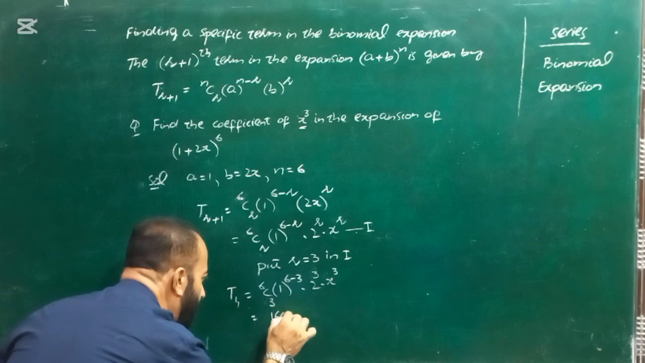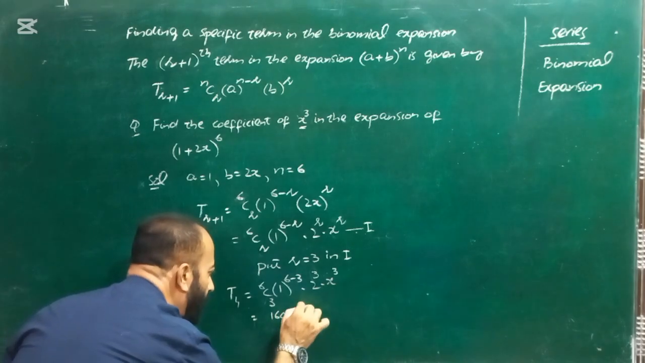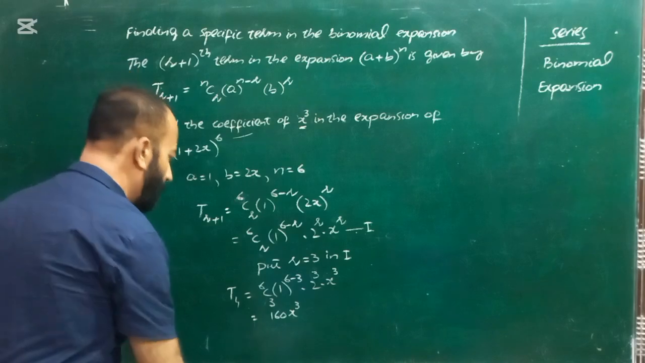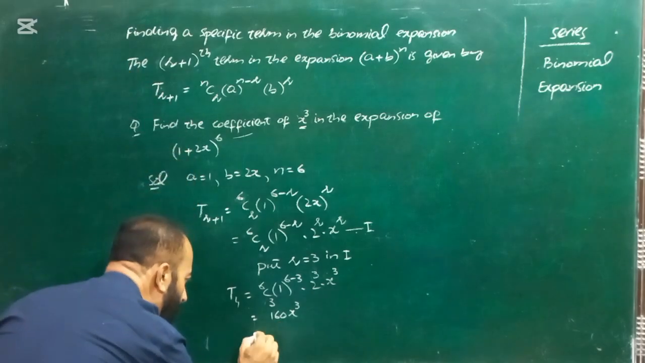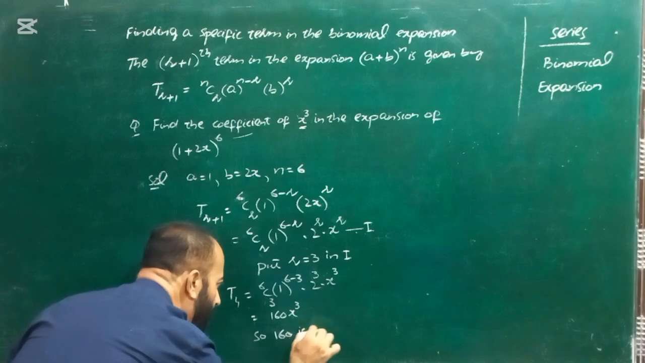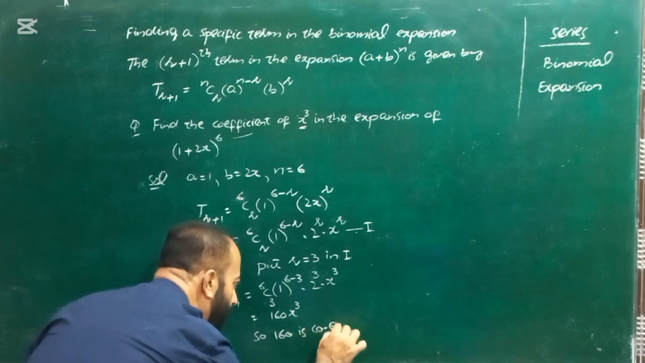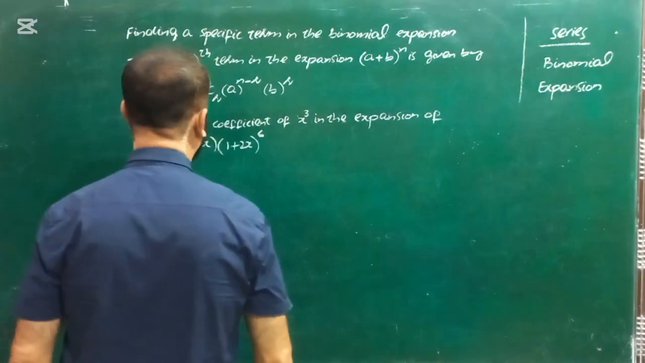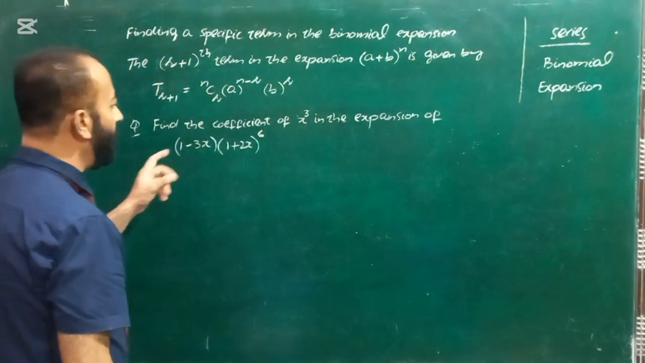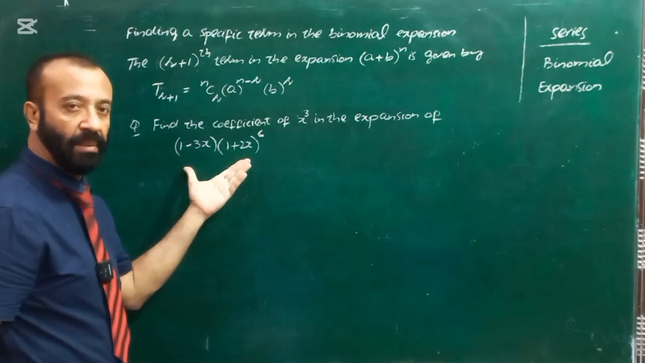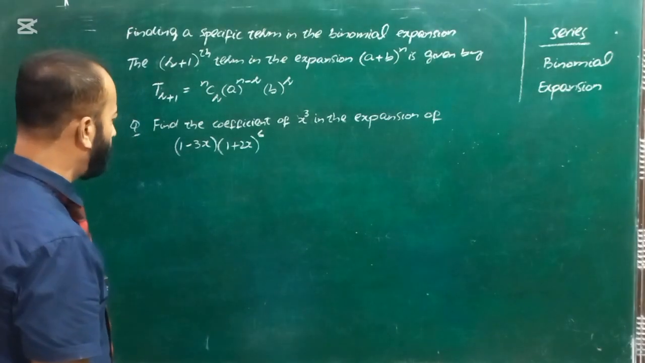So 160 x cube. And the requirement was to find the coefficient. So the coefficient is 160. So 160 is the coefficient, is the answer. And the other question is here, find the coefficient of x cube in the expansion of. So this is a more difficult question.